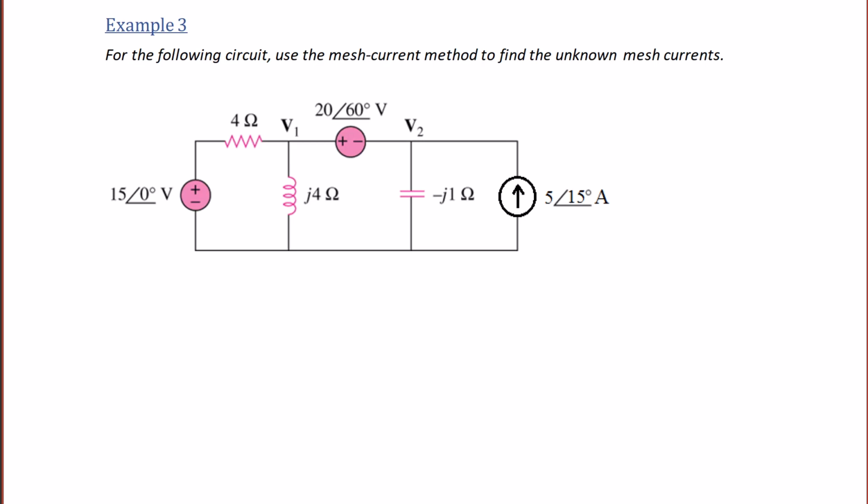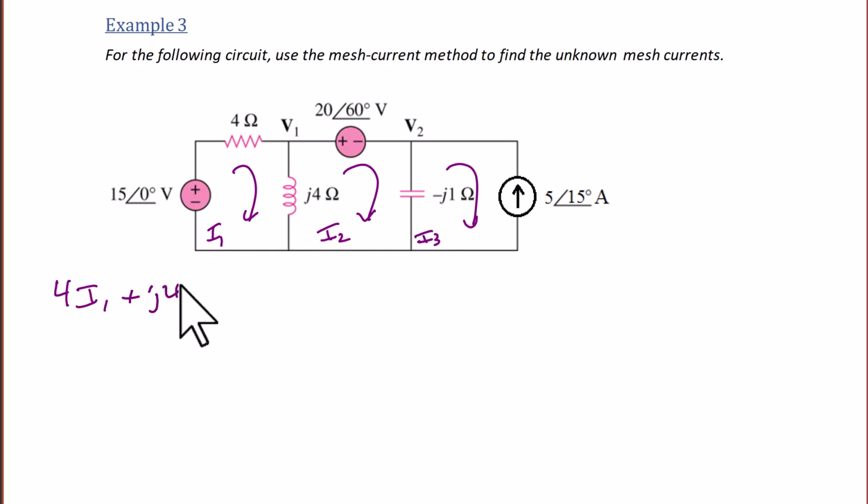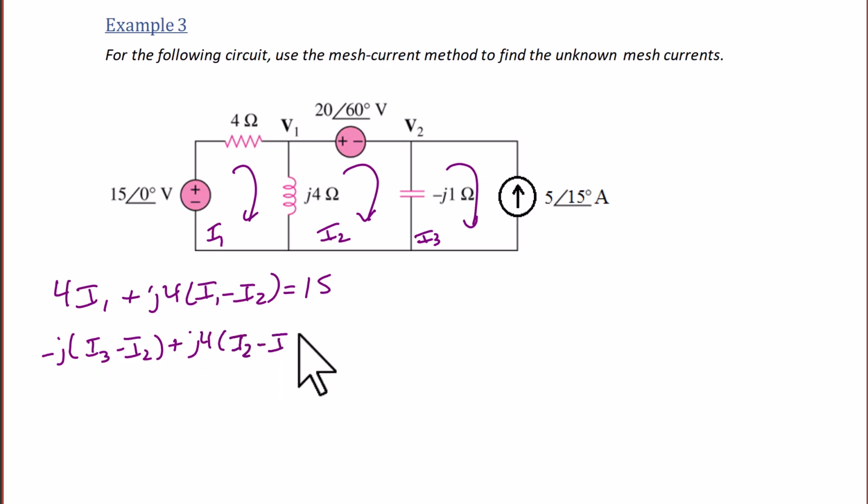For the following circuit, use the mesh current method to find the unknown mesh currents. So the first thing we're going to do is label the clockwise currents for the three meshes, I1, I2, and I3. Then we're going to write the KVL equation for mesh 1 as 4I1 plus j4 times (I1 minus I2), which equals 15. The KVL equation for mesh 2 is negative j times (I3 minus I2) plus j4 times (I2 minus I1) plus 20 with an angle of 60 degrees, which equals 0.